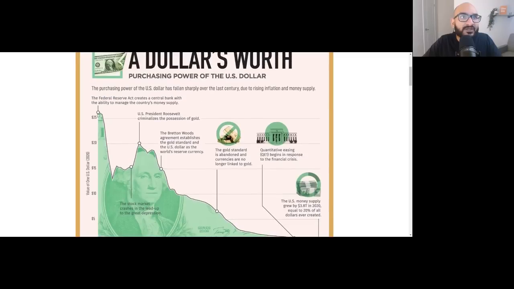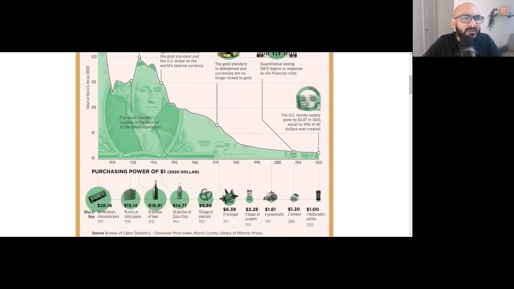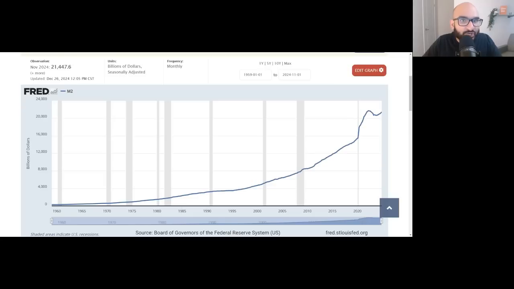We can see that the amount of things that you can purchase with the US dollar are just decreasing and decreasing. And that's not because the things that you're trying to buy are getting more valuable. It's because the US dollar is losing value. So you can exchange fewer US dollars for the things that you want because more and more dollars are being created and added to the economy. This chart is a great explanation of why this is happening.